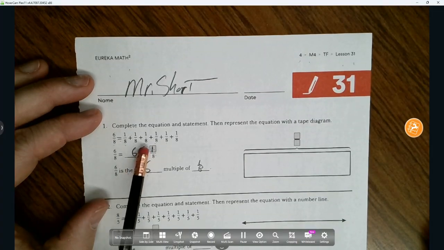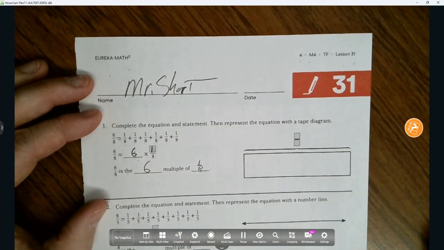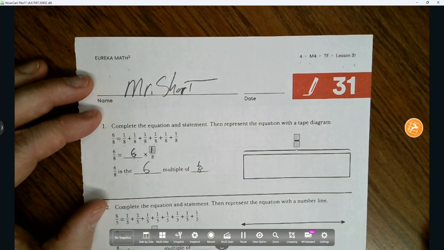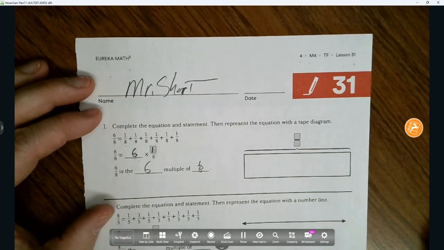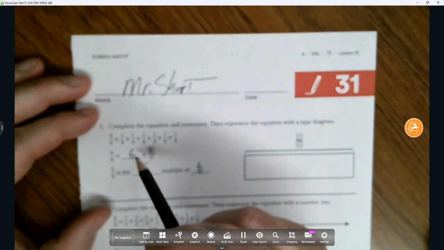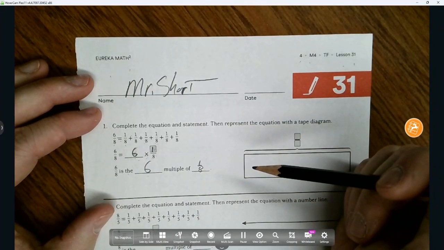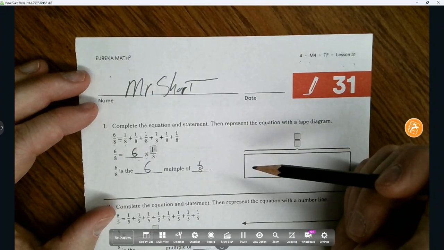I don't like how they do this here. This to me looks like you're multiplying a whole number, which I don't like. I know what they mean, but this just looks kind of clunky to me. This is 6 times the 1 up here, not the 8. The 8 stays alone. Okay? We don't mess with that.